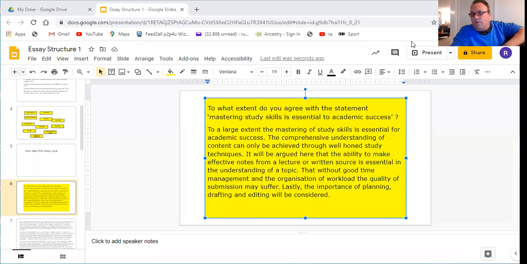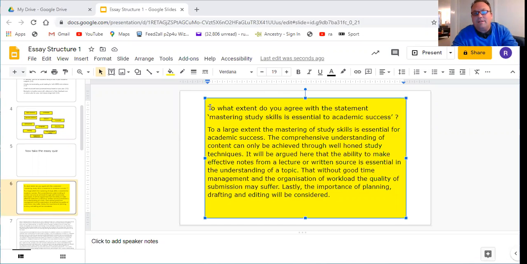Okay, now moving on to examples of question analysis and introduction construction. So first thing to say, when we look at this question, it is asking the candidate or essay writer to give a specific argument and a measurement.